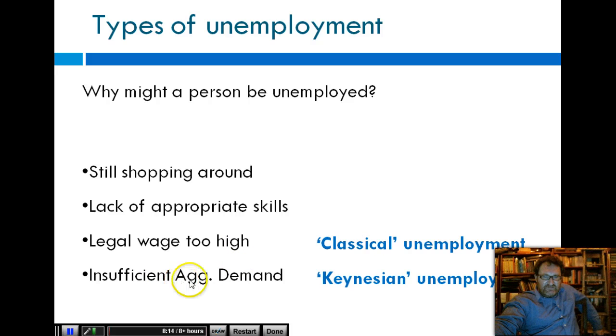The other is insufficient aggregate demand unemployment. So this is where there is insufficient demand within the economy as a whole to warrant or justify production and therefore employment at a level which would fully employ everyone at the going wage. Now, if there's insufficient demand in the economy as a whole to maintain full employment at that level, it means that there will simply not be jobs available for people who are unemployed.